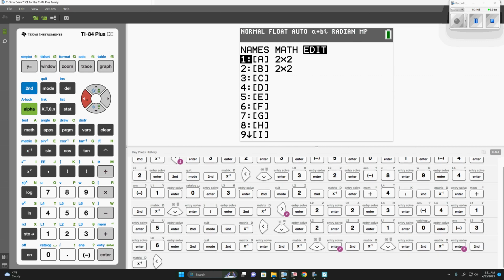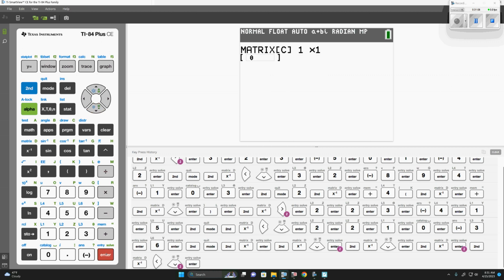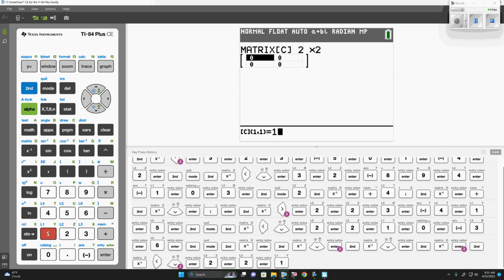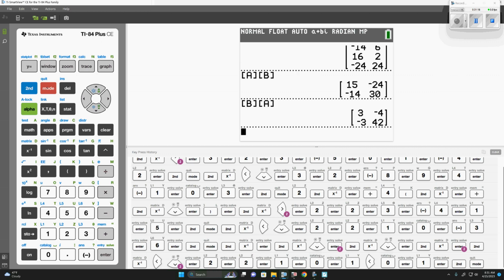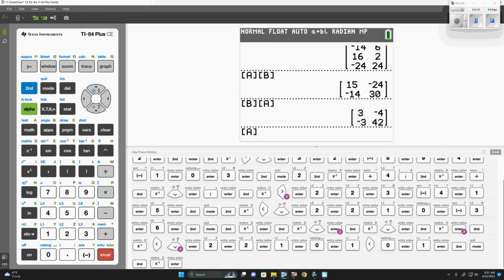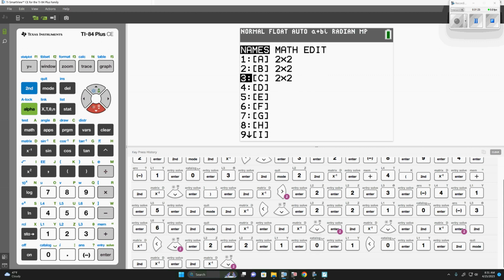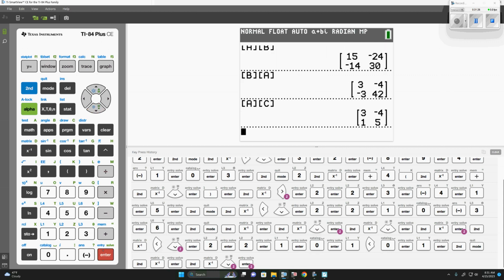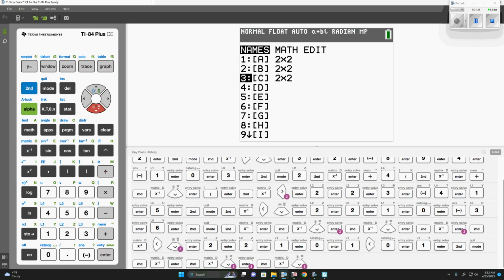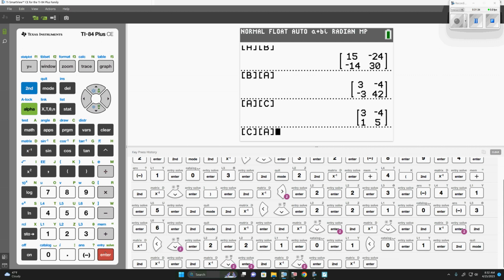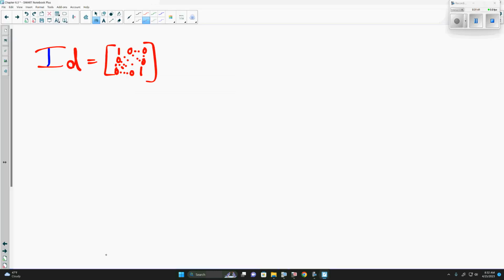Second matrix. So I'm going to make matrix C be a 2 by 2 identity matrix. Oh, nope, you need to be 0, 1. So we have the diagonal of ones. Second matrix A, second matrix C, we actually get matrix A back. If we do second matrix C multiplied by second matrix A, we get the exact same thing. Other than that, we are done.